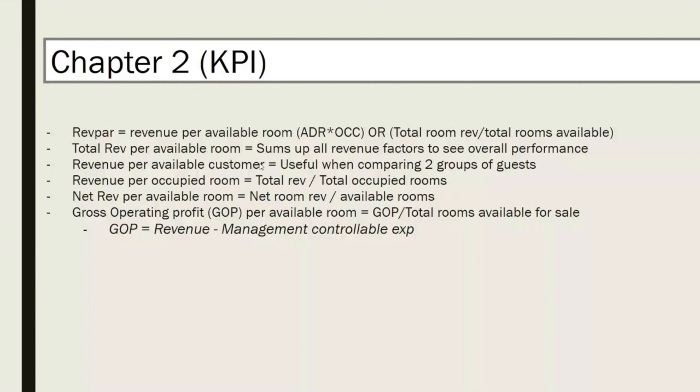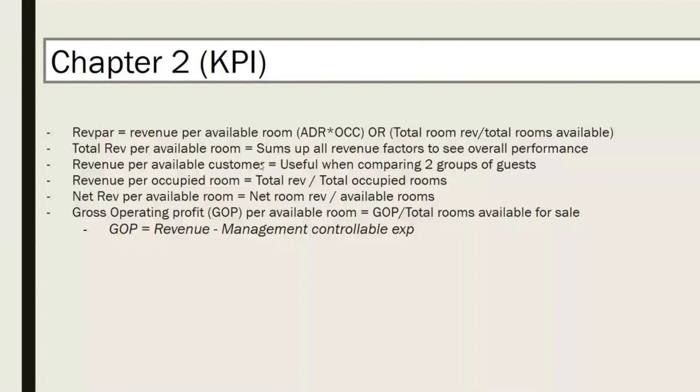Next, we have revenue per available customer. That is again looking at how much revenue each customer brings, and it's especially useful when comparing two groups of guests. You can look at customer equity, and you can look at which guest brings you more. So it can help you see which guest is more profitable, in the sense of which one tends to spend more.